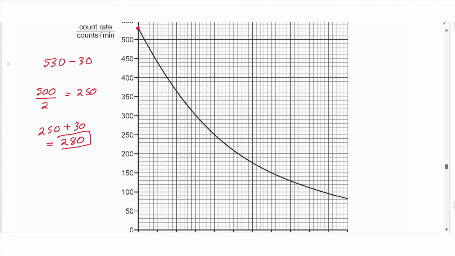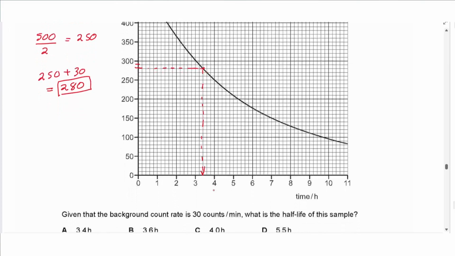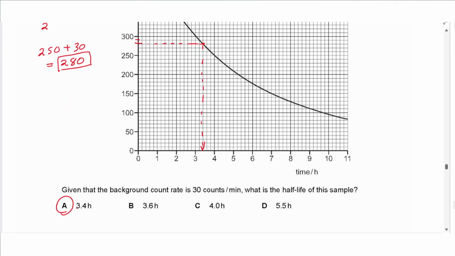Now we use this on the graph to get the half-life. So we go to 280. So this is 290, 280. We go to the curve and go down to the x-axis to see the time here. That is 3.4. So the choice here is A.